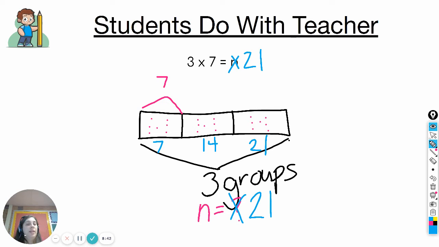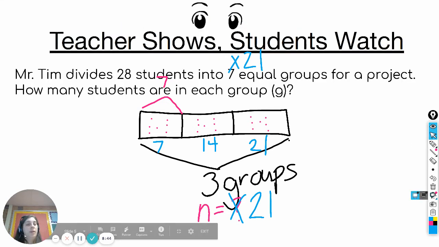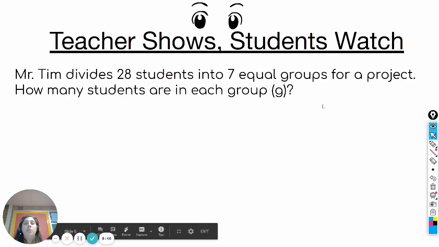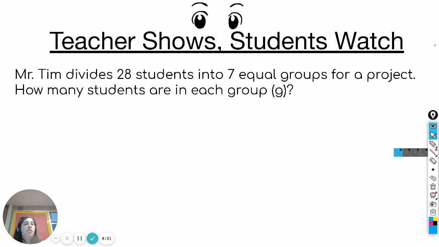Okay, go ahead and erase those whiteboards. And now I'm going to do another example for you that you can watch. This one is with division now. So Mr. Tim divides 28 students into 7 equal groups for a project. How many students are in each group? And he gives us the letter G to use.